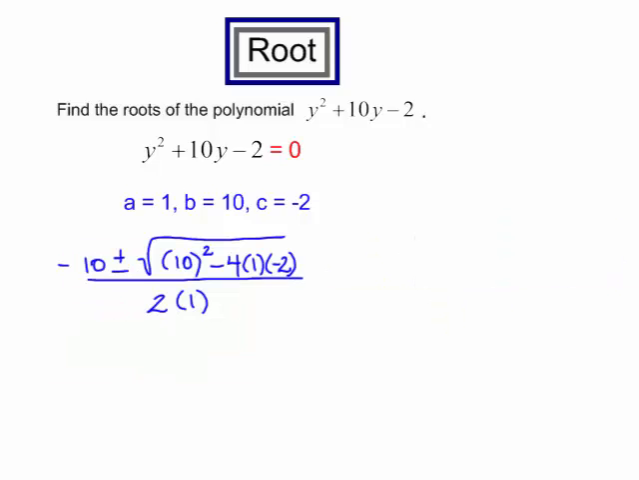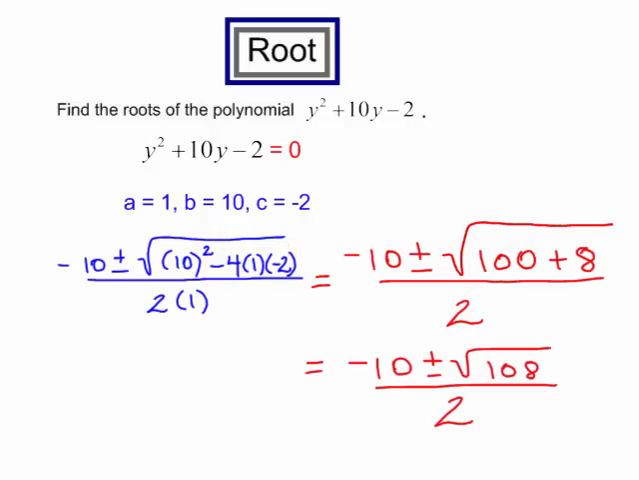Let's simplify this. B squared is 100. Be careful with your signs here. Negative 4 times 1 times negative 2. That will be a positive 8. Keep working. And now we need to simplify this radical.